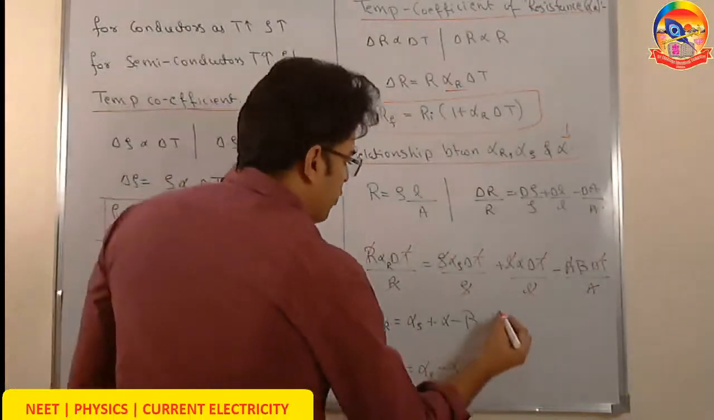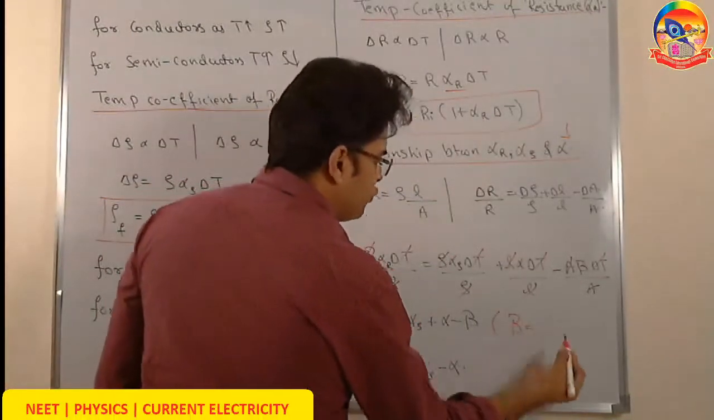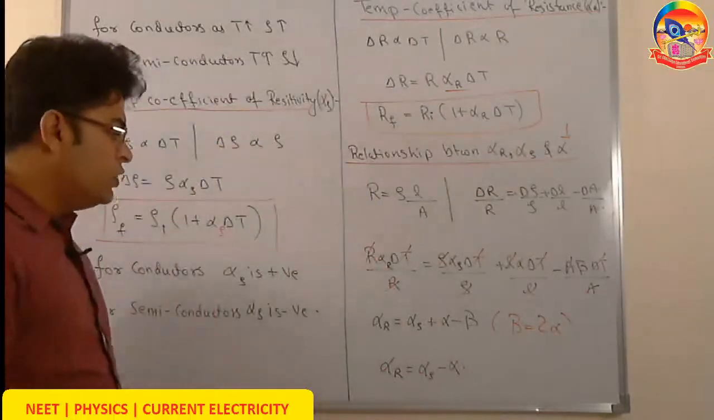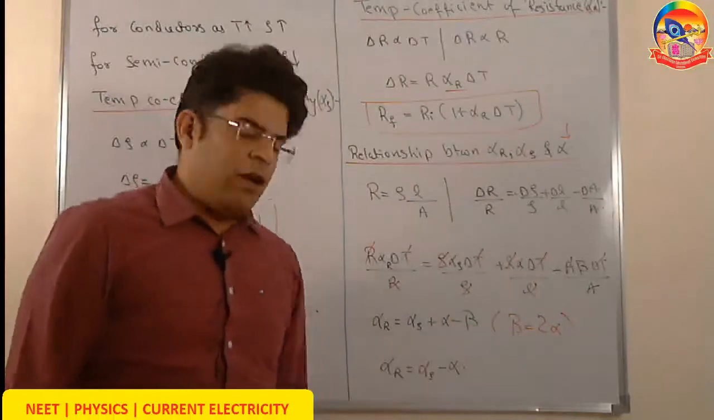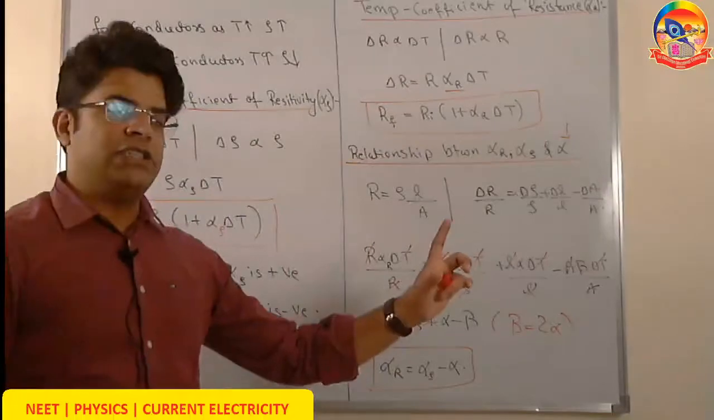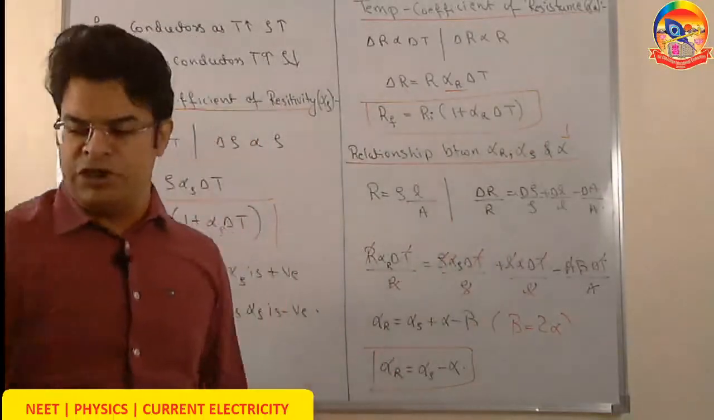And we have also learned this in class 11 that the coefficient of superficial expansion beta equals 2 times the coefficient of linear expansion, 2 alpha. So here in place of beta, if I substitute 2 alpha, we get the thermal coefficient of resistance equals thermal coefficient of resistivity minus coefficient of linear expansion.